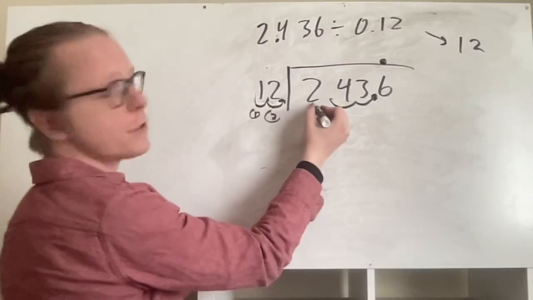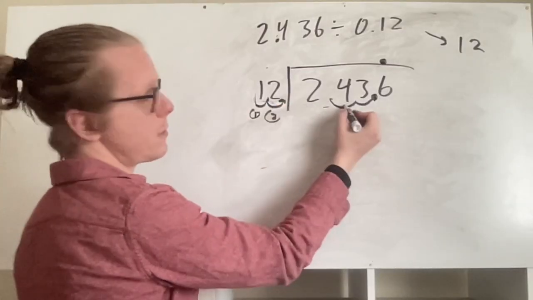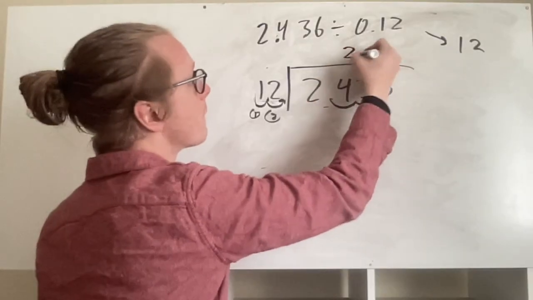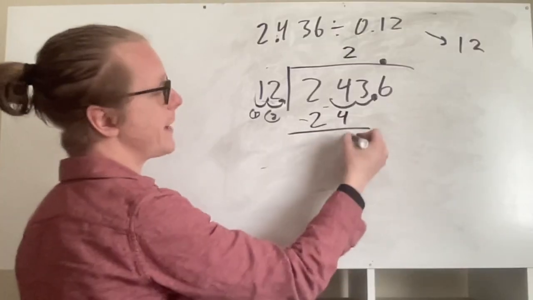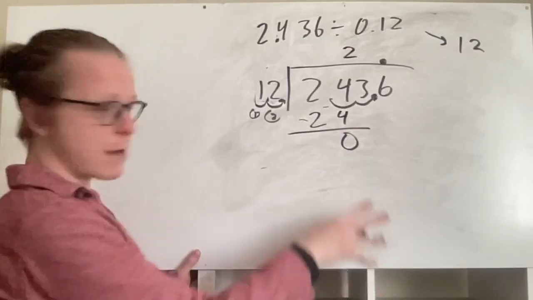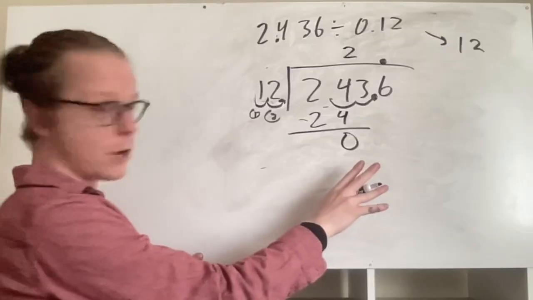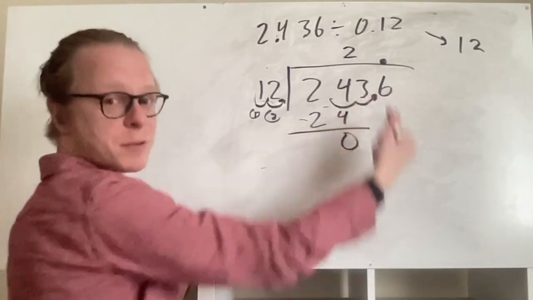Can 12 go into 2? No. Can it go into 24? Yes, 2 times. 2 times 12 is 24. So when we subtract, we get nothing left over. Are we done? Right? We got nothing left over. Are we done? No. There's more. The 3 and the 6 we still have to bring down.